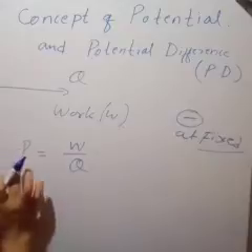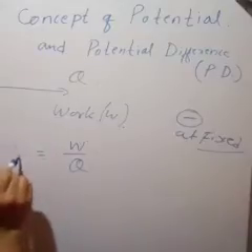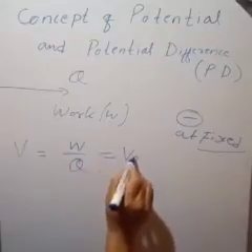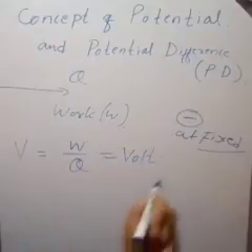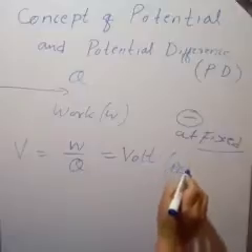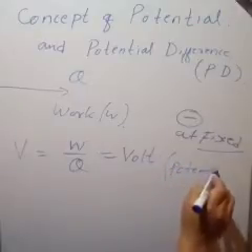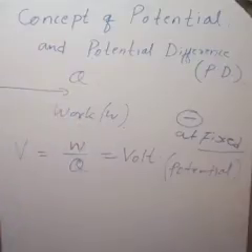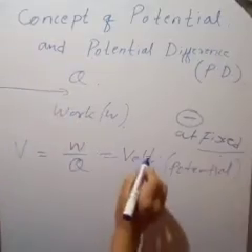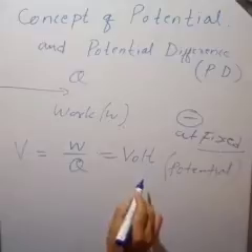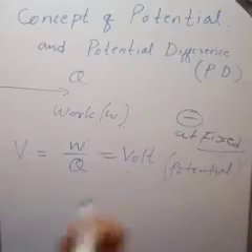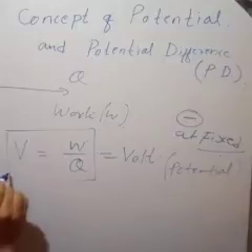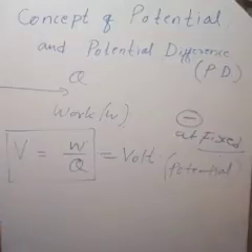Generally this potential is denoted by V, and this V is known as volt. So this is the potential of this charge when you bring it from infinity. Volt is known as the unit of potential, or V equals W by Q.